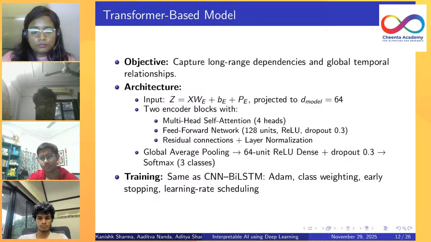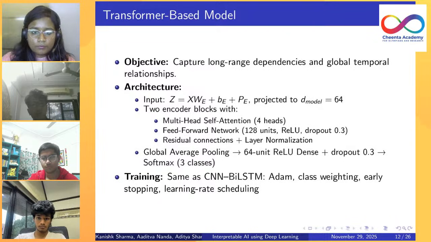A two-layer MLP with 128 hidden units and dropout of 0.3 is applied independently at each time step. This enhances the expressiveness of per time step representation after attention has mixed temporal context. We also add another residual and normalized layer to this that stabilizes the transformation and helps gradients flow through multiple blocks.